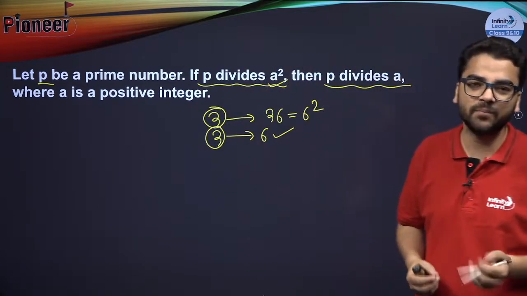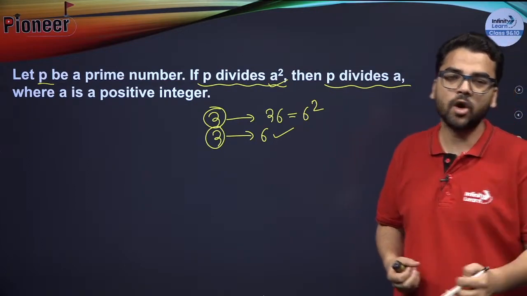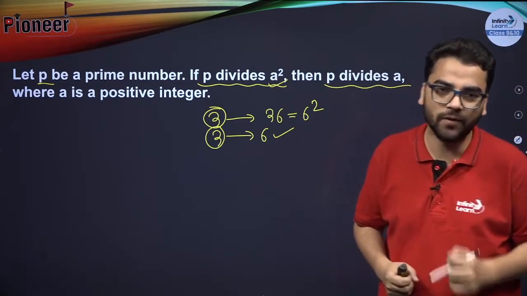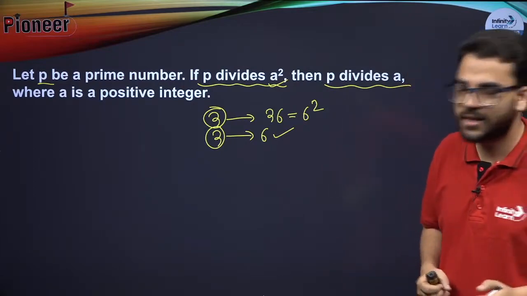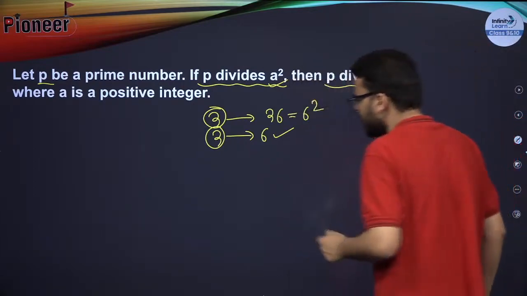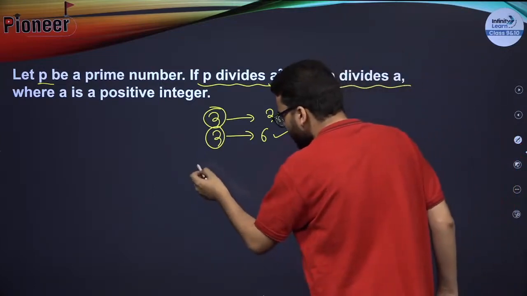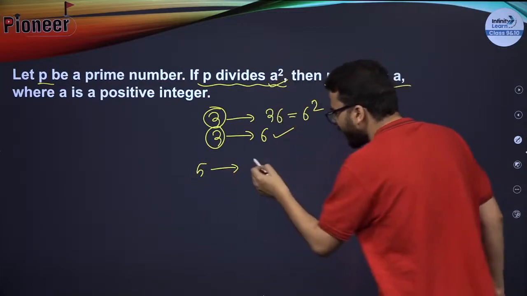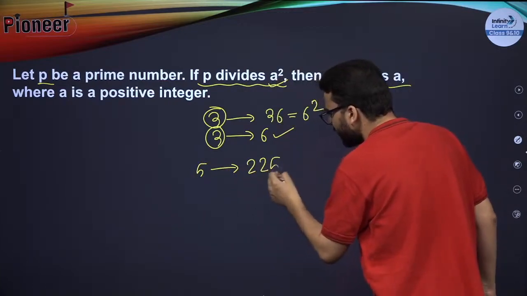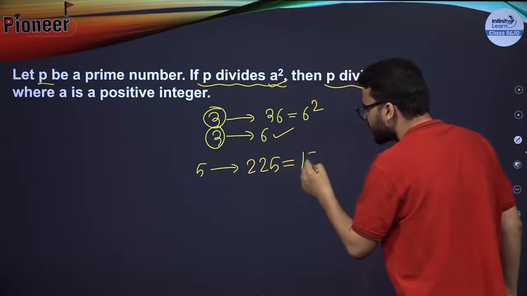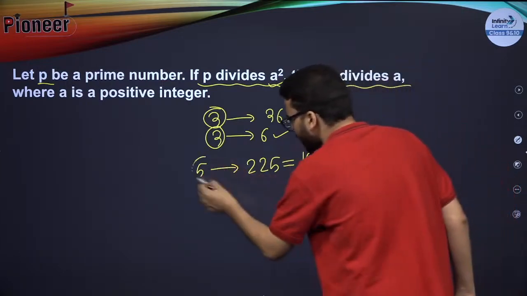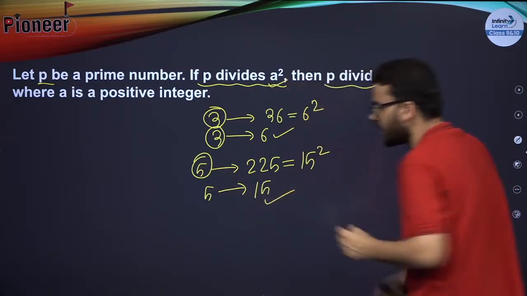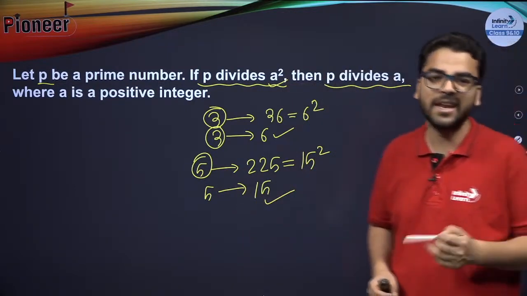Just confirm that. It's a simple property which you must know, because using this property only we are going to do proofs of irrationality over here. I hope that is clear. For example, anything you can take, it's all up to you. Suppose 5 divides 225, right? 5 divides 225. 225 is 15 square, and 5 is a prime number. Therefore, for sure 5 will divide 15 as well. It means 5 will be a factor of 15 as well.